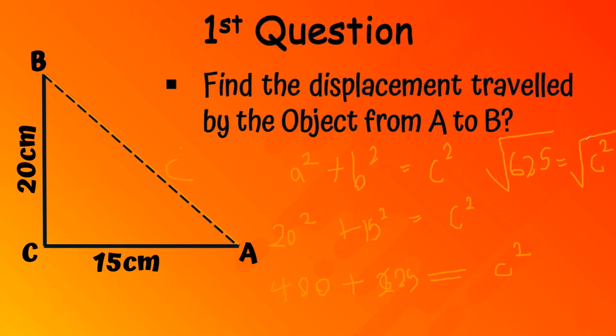So we need to cancel this square in c. Let c equal 25 meters. Displacement is 25 meters.